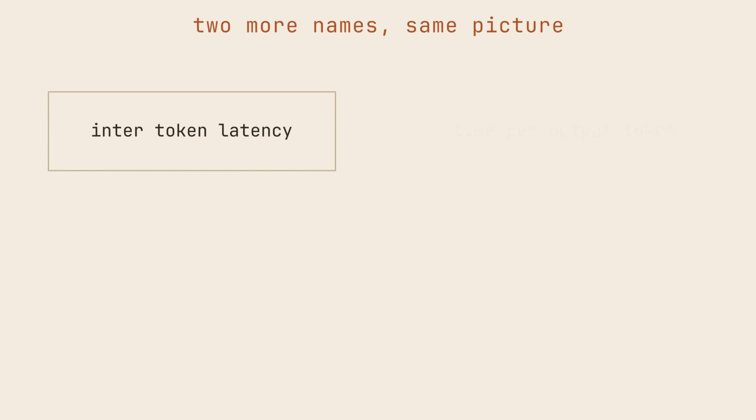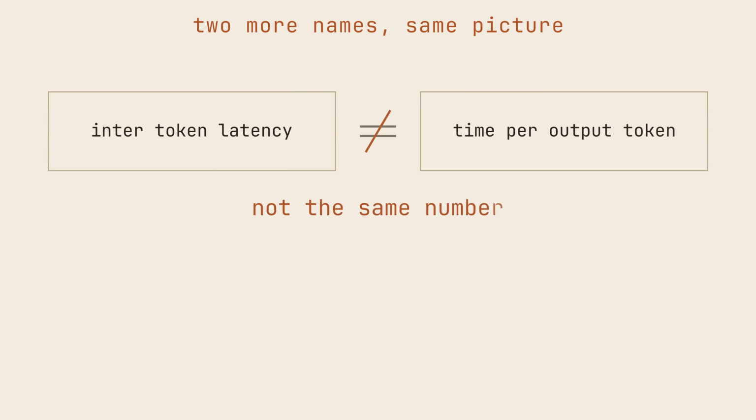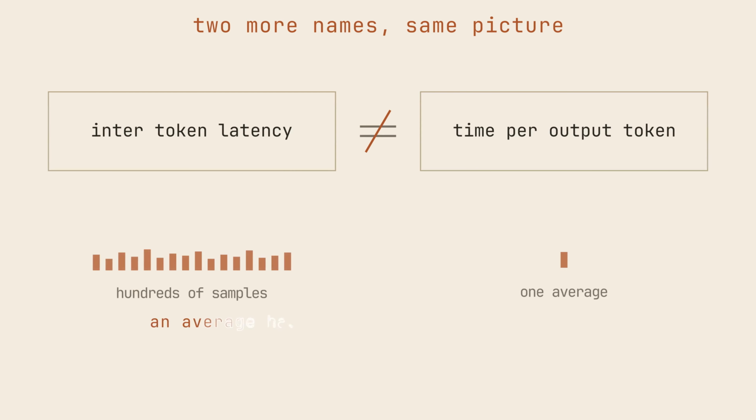Now, what should you notice about TPOT? Episode 1 gave you inter-token latency as an idea, the gap between one token and the next, and TPOT is the number your monitoring is plotting on the wall right now. Those 2 sound like the same idea. They are not the same number. So what is TPOT not? It isn't the gap between 2 tokens. It's the average of all of them. And an average has already thrown away the thing you came looking for.